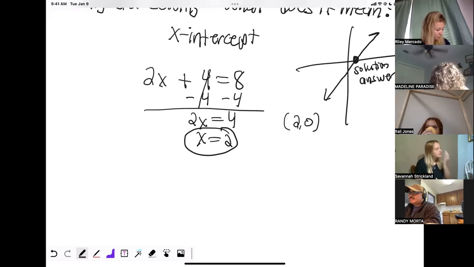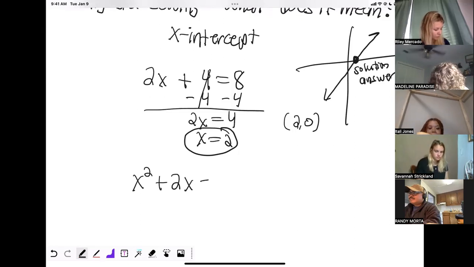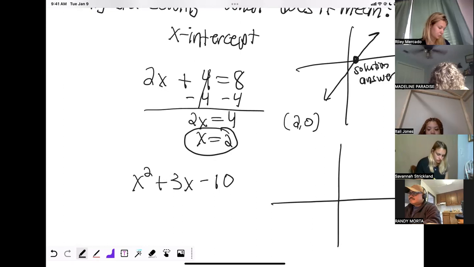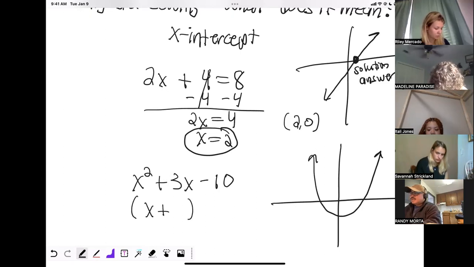But when you have a quadratic, like x squared plus 2x minus... I gotta get the right number. Actually, let me change it. A quadratic looks like a parabola. It's called a parabola, and it looks like this, or it's upside down if it's negative. What you're doing is we're going to factor it. I'll show you what solving means.